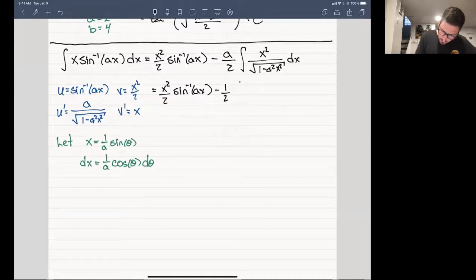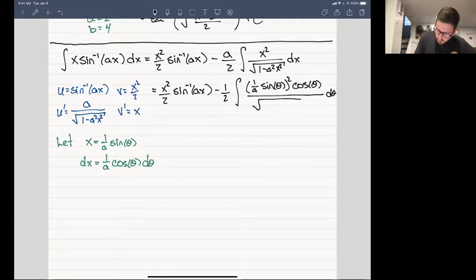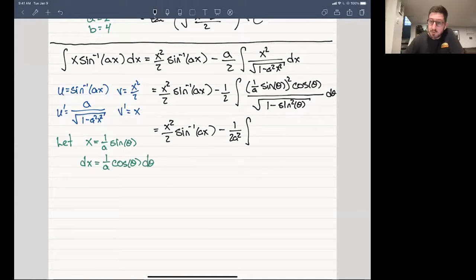And then I get 1 over a sine of theta squared. That's x squared. The dx gives me a cos theta. And on the bottom, I get the square root of 1 minus sine squared. Because the 1 over a will cancel once you square that thing. Okay, let's simplify it a little bit. X squared over 2 sine inverse of ax, so that doesn't change, minus 1 over 2a squared. The a squared is coming from the substitution of x is equal to 1 over a sine theta. And the numerator here becomes cos squared.